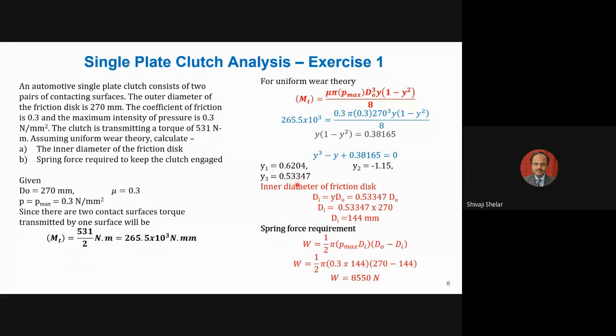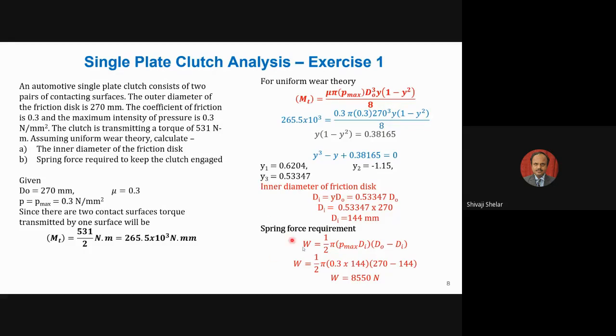So how far is your value from the maximum value of 0.577? The maximum value permitted is around 0.577, so your value should be in that range or around it. Now you have to calculate the spring force required to keep the clutch engaged. How much minimum force is required by the spring so that your clutch remains always engaged to the driver shaft?